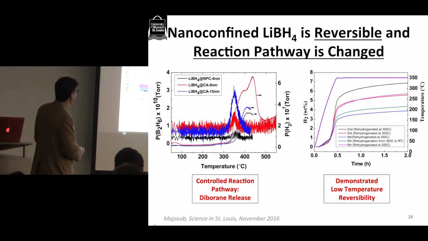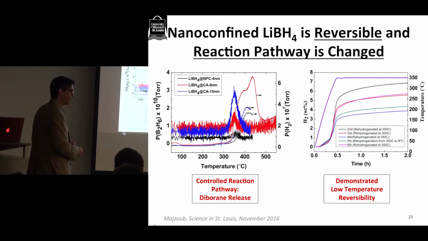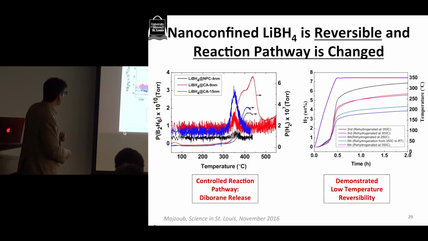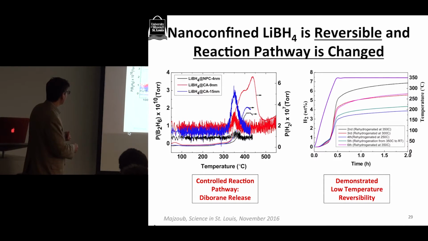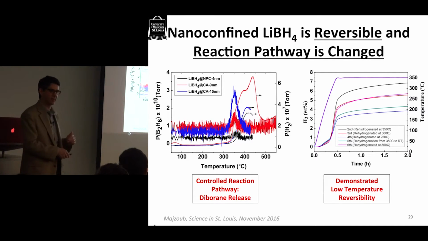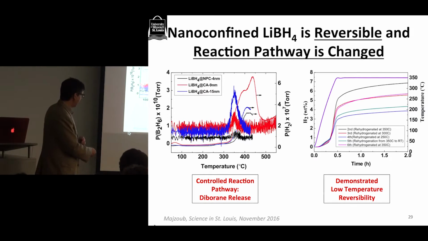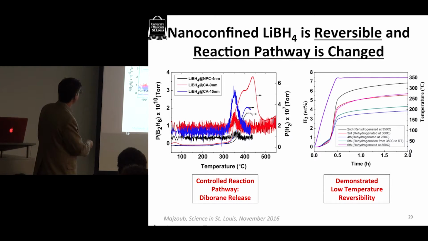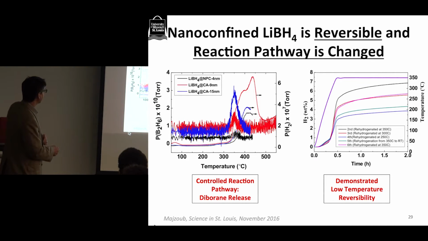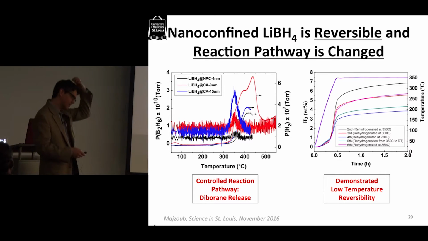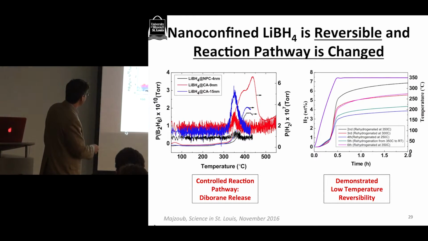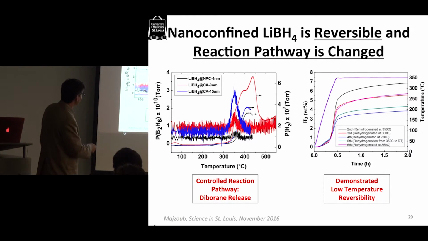So what I'm showing here is a graph. We can detect very specific gases. And in this particular case, we're looking at the production of B2H6, which is the diborane gas. And on the x-axis is the temperature as we get the material hotter and hotter. And what I've shown here in black, red, and blue are the different pore size materials. So blue here is a very large pore size material. It's about 15 nanometers. And you can see a very definite blue peak here. So this is the diborane that comes off at around 350 degrees centigrade.